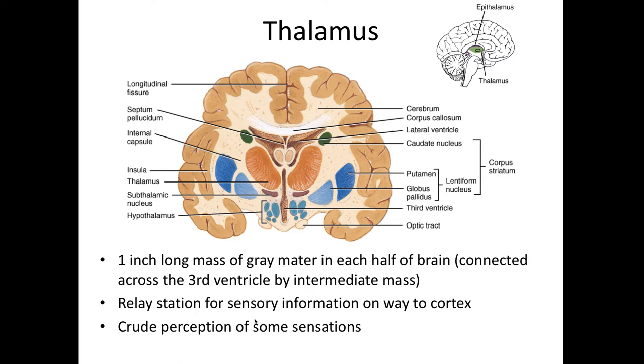All right, so I mentioned that the thalamus is a relay station for sensory info on the way to the cortex, and that's true. It's also minorly involved in crude perception of some sensations. So crude in this case means very rudimentary detection. So touch is happening as opposed to I am receiving a very nice hug from my friend. So detail poor is another way to say this.